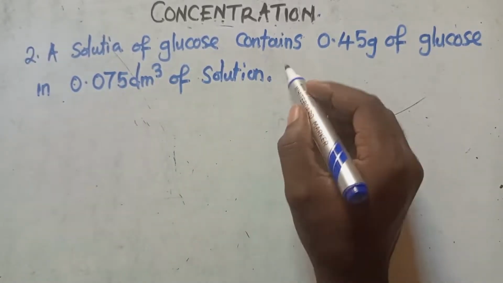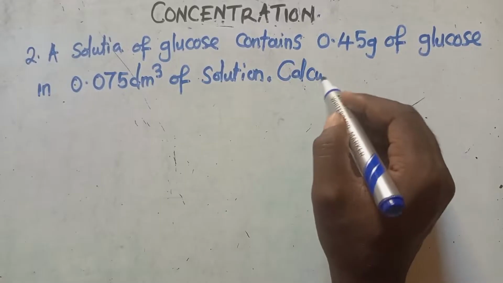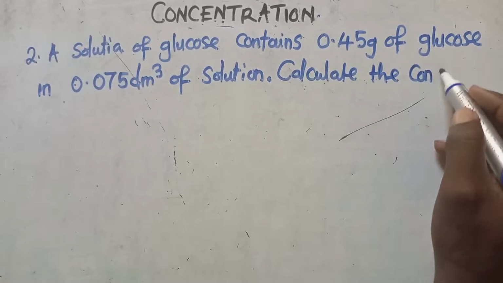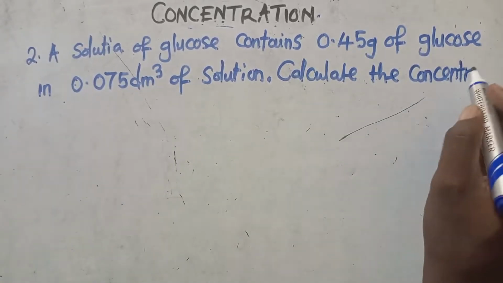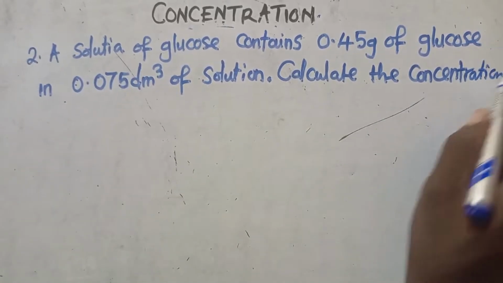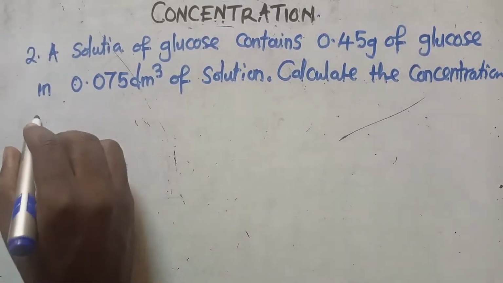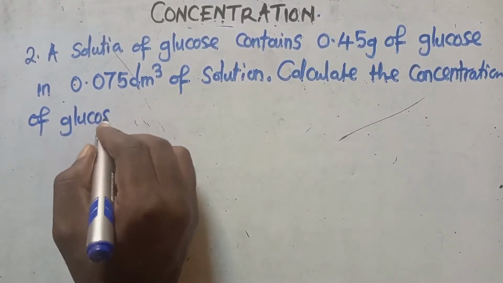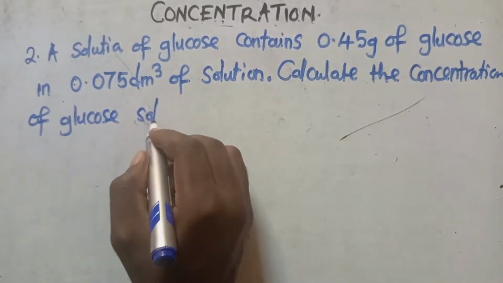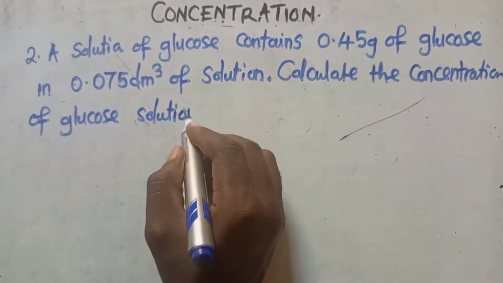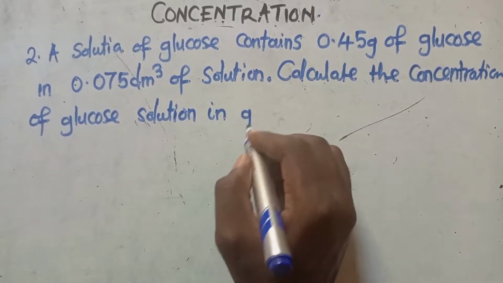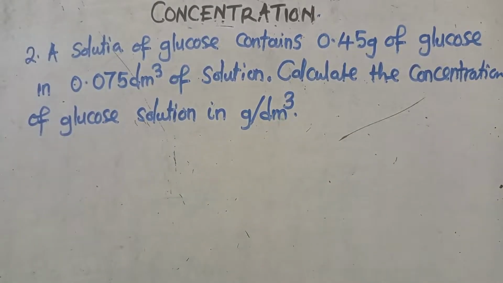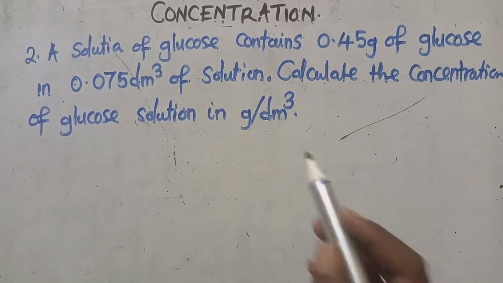Then the question says calculate the concentration. They want you to calculate the concentration of glucose solution in grams per cubic decimeter. They are already telling you what units to put your answer in.